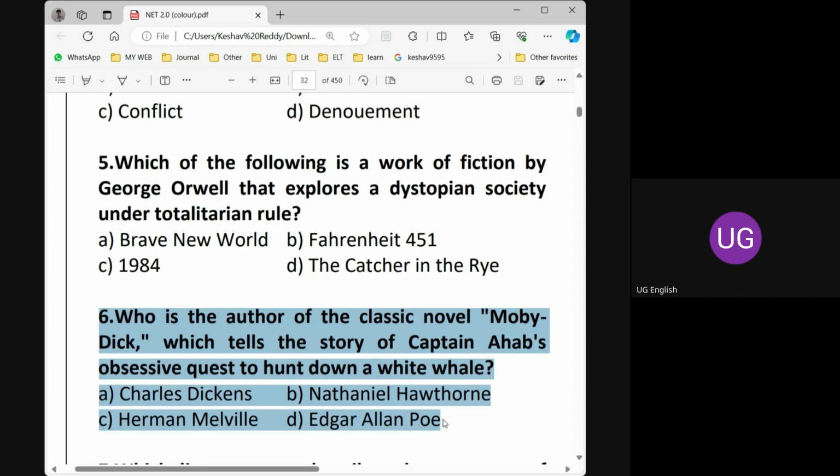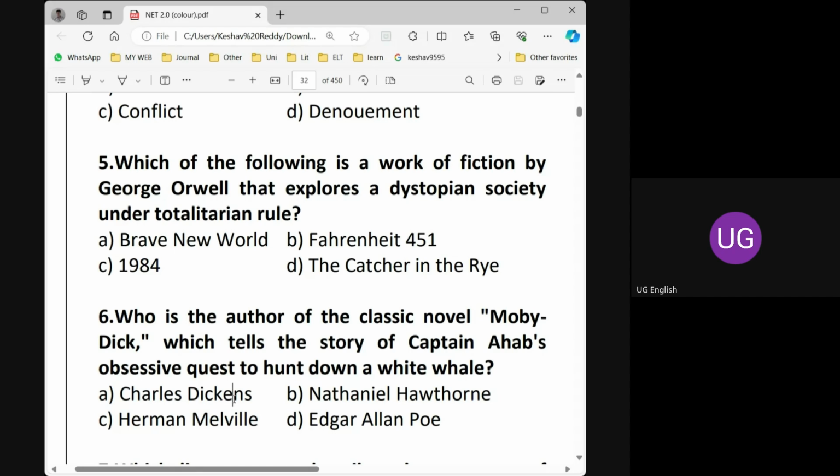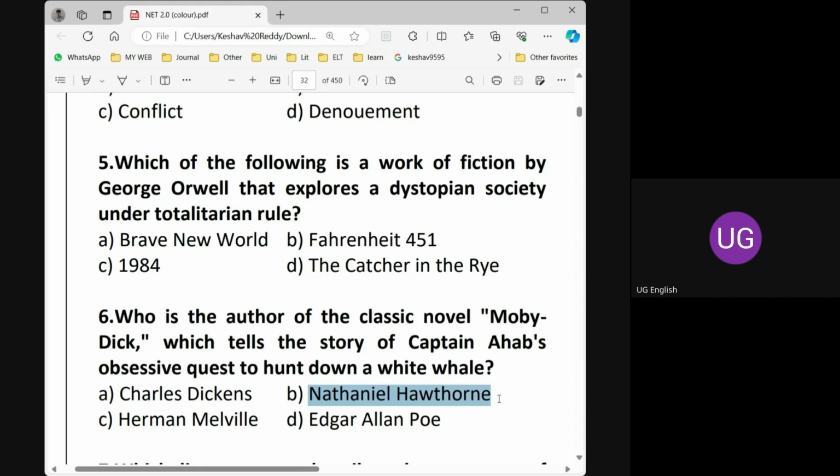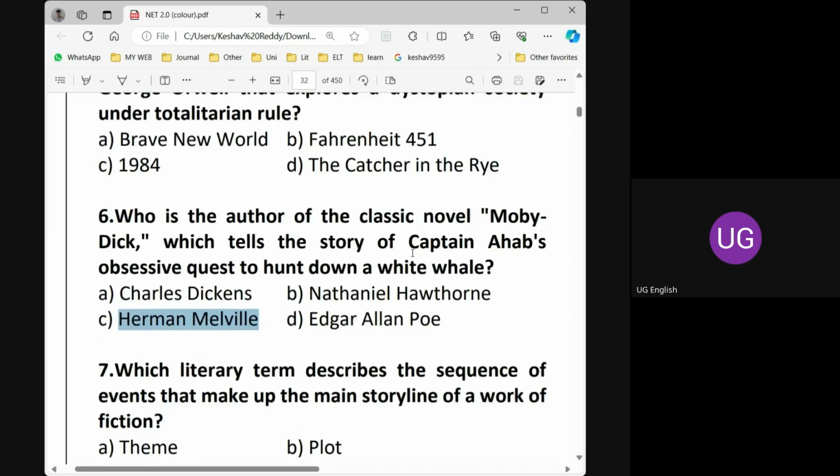So Dickens is not the answer because I told you clearly in the beginning he is not an American writer. Nathaniel Hawthorne is very famous for The Scarlet Letter, and Edgar Allan Poe is very famous for detective stories and short stories. And the answer is Herman Melville. C, Herman Melville is the answer. Very famous work in American literature.